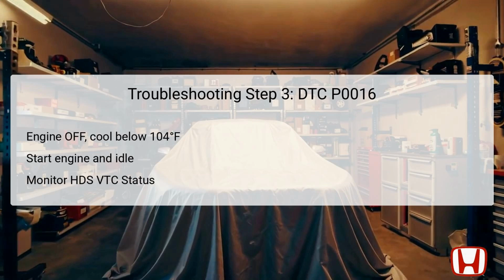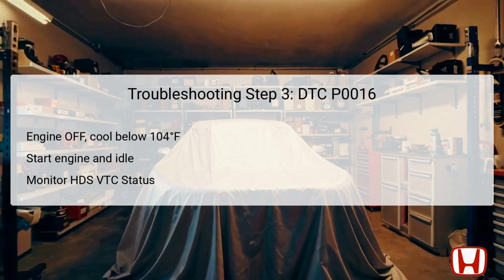For the third step in troubleshooting DTC P0016, ensure that the vehicle is again in the off-lock mode, and that the engine has cooled to below 104 degrees Fahrenheit, 40 degrees Celsius. Once you confirm these conditions, start the engine and allow it to idle without load. The next critical action is to monitor the HDS for the VTC status to ensure it is on.